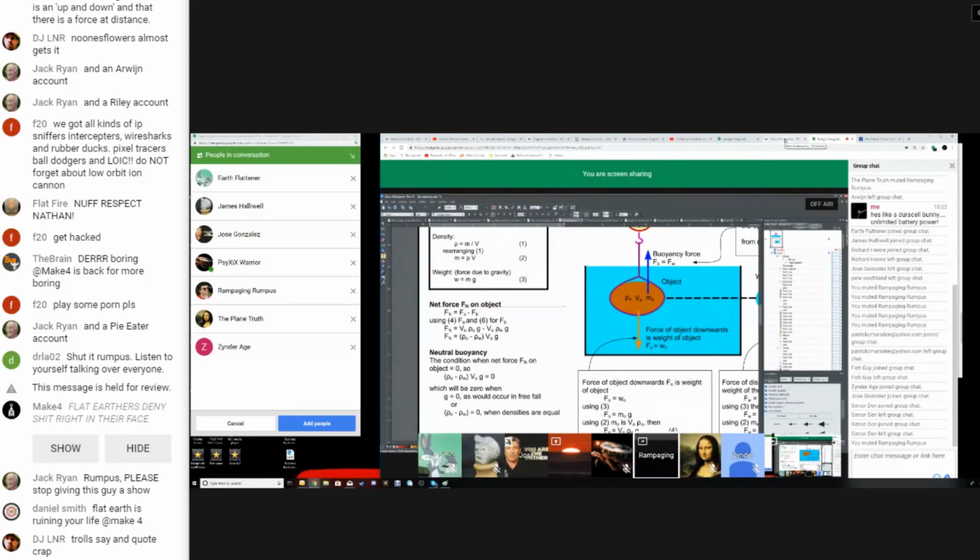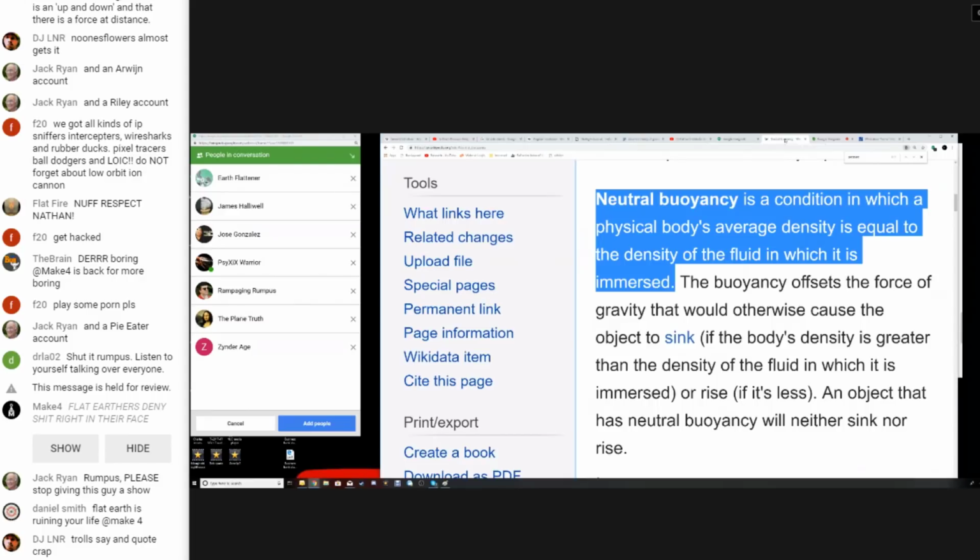That's 3. So the definition of neutral buoyancy is a condition in which a physical body's average density is equal to the density of the fluid in which it's immersed.